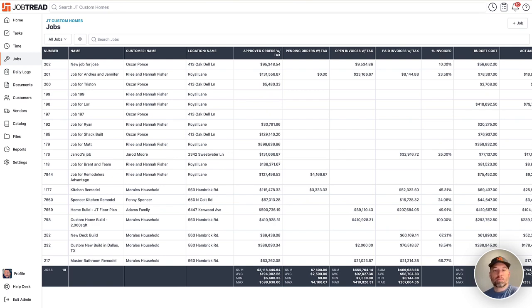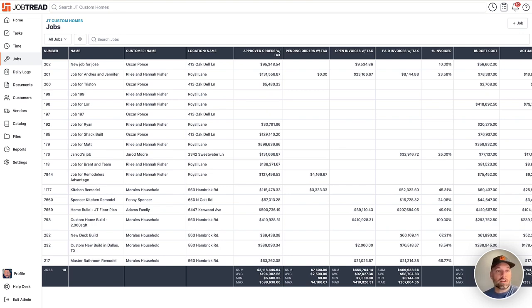A work in progress report, aka WIP, is a financial document that tracks the status and progress of ongoing construction projects. It provides an overview of the costs incurred, revenue recognized, and the profitability of each job. In short, it paints a clear picture of where a project stands financially at any moment in time, and the last part of that's really important.